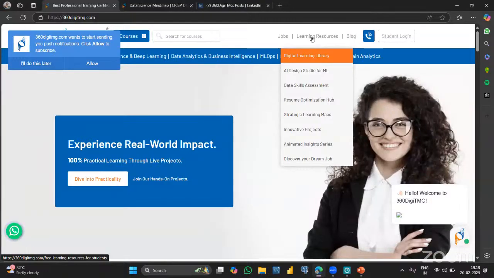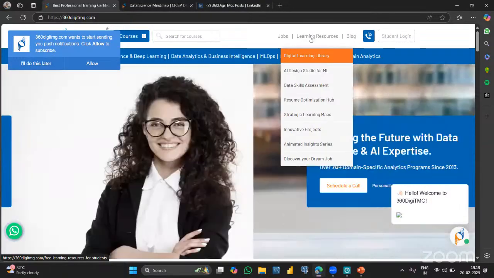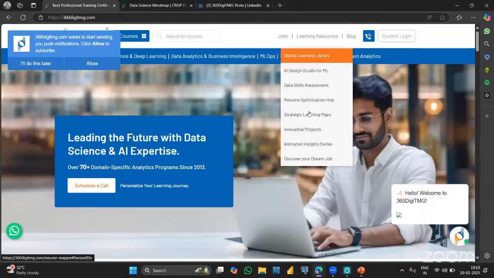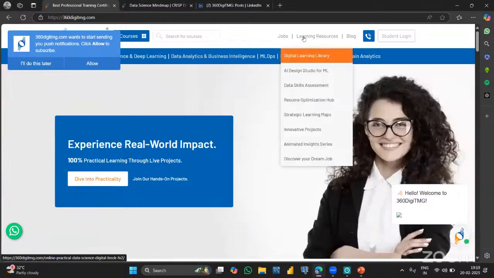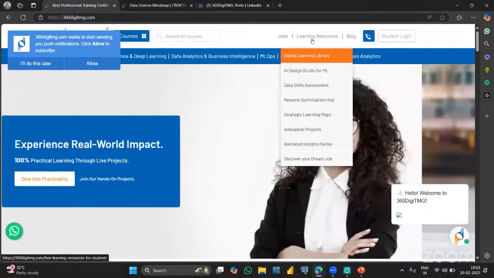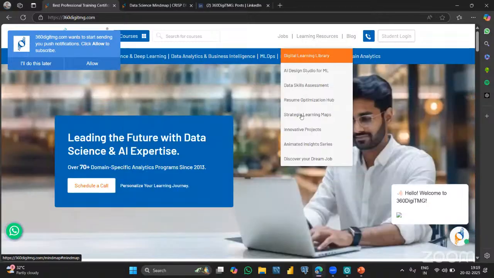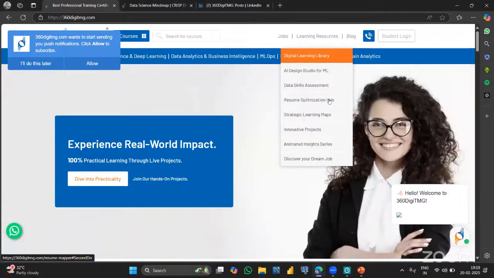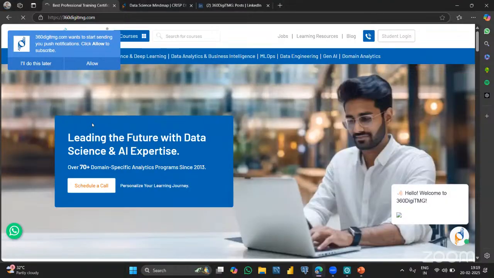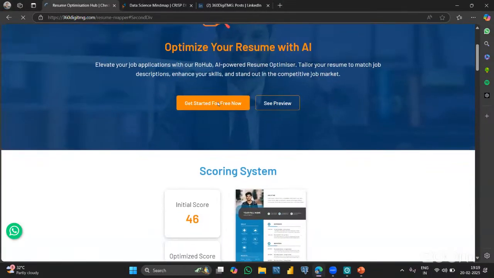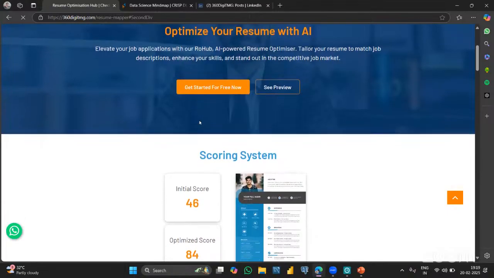Talking about resume, we also have our own ATS software. Okay. You can go to our site. There you will find the learning resources on the top. There you have this resume optimization hub. When you click over there, let me just tell you what will happen. Okay, you click there, get started for free, and from here, you can upload your resume.